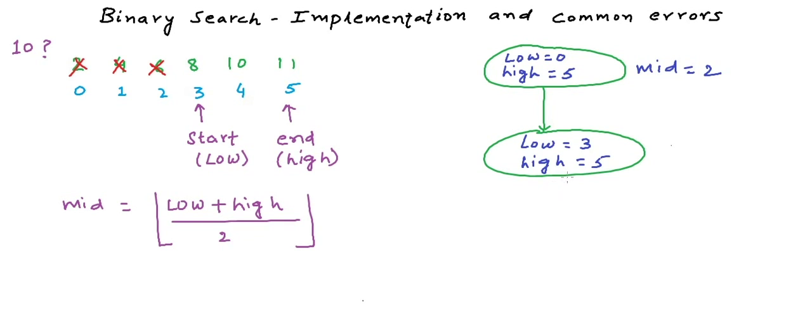Now if we calculate mid, then mid is equal to 4, that is, 5 plus 3 upon 2. Is it equal to the target element 10? Yes, it is equal. So we have found our element. Our search is over. We found 10 at index 4.